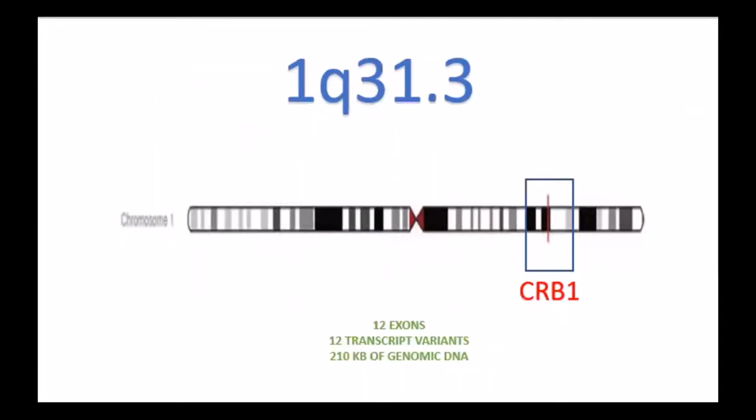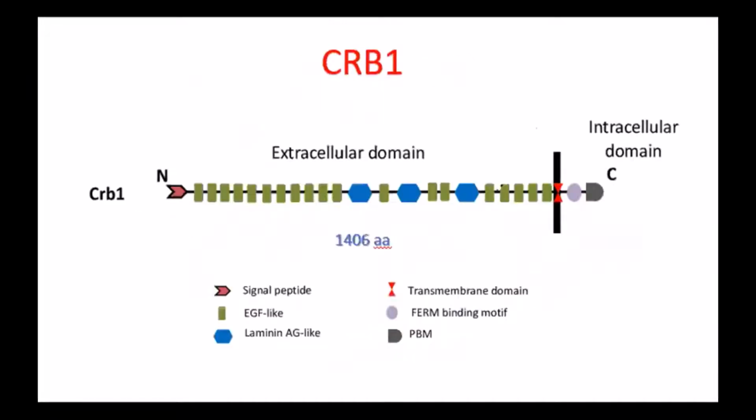Here we can see the human CRB1 gene that is located in the long arm of chromosome 1 and contains 12 exons, has 12 identified transcript variants so far, and over 210 kilobases of genomic DNA. This protein has 1,406 amino acids with 19 epidermal growth factor-like domains, 3 laminin A globular domains, and a short intracellular domain of 37 amino acids.